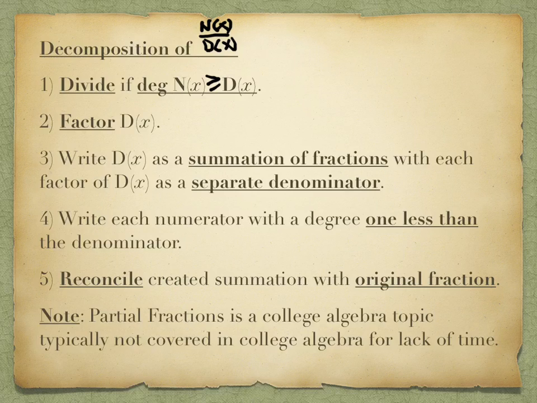Then you'll write your denominator as a summation of fractions so that each of the denominators has one of the different factors as its denominator. That's where the factors are coming from in part 2. You're going to write each numerator with a degree 1 less than the denominator. And then you're going to reconcile the created summations with the original fraction.